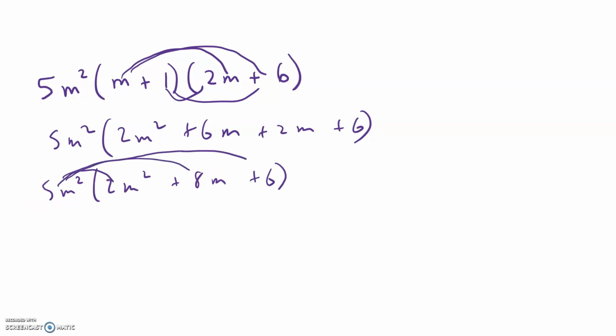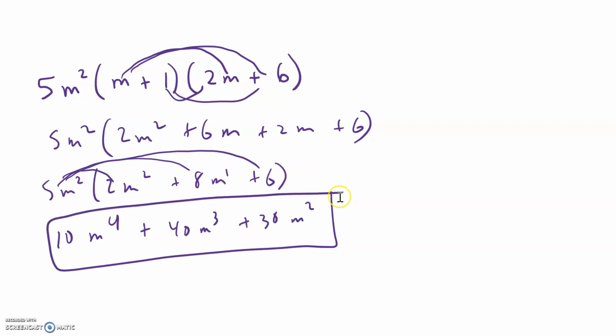Now, when you multiply variables, you add the coefficients. Or excuse me, you add the exponents. So m squared times m squared is m to the 4th, because 2 plus 2 is 4. But first, 5 times 2 is 10, and then m to the 4th. And then 5m squared times 8m, 5 times 8 is 40. And then m squared times m is m to the 3rd, because think of this as m to the 1st power. 2 plus 1 is 3. And then 5m squared times 6 is 30m squared. And there's the answer to that third question.